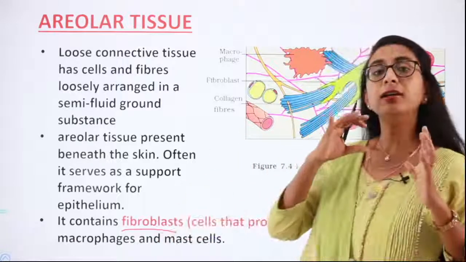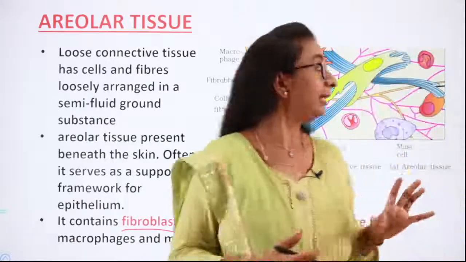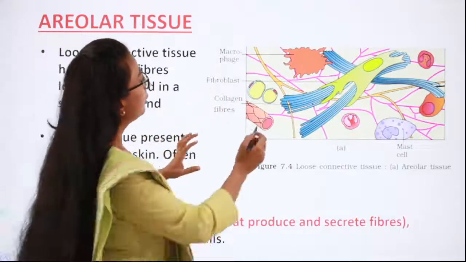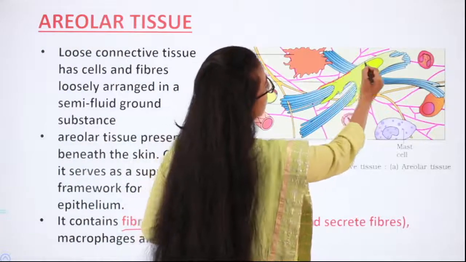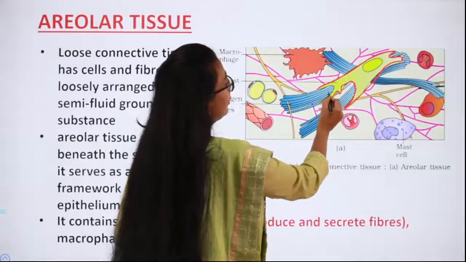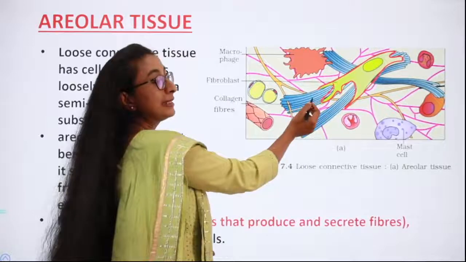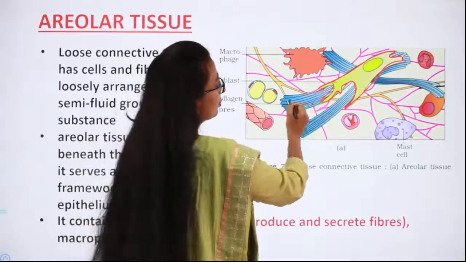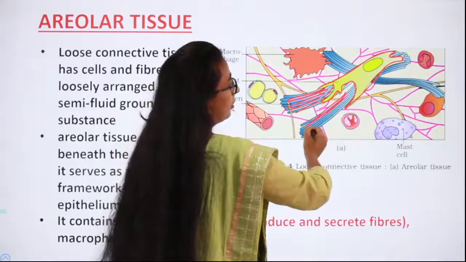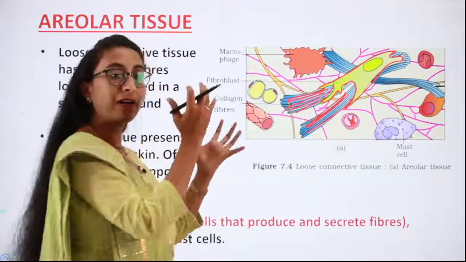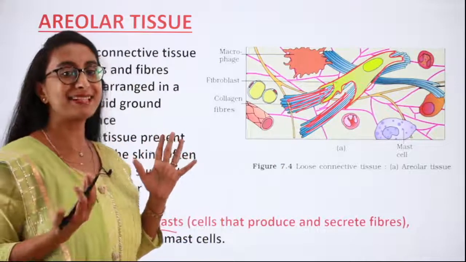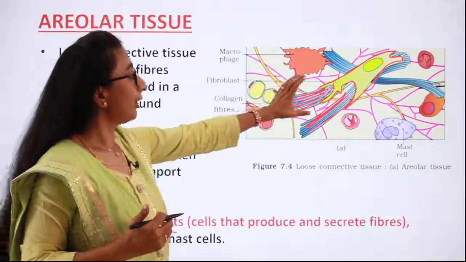So if you see an areolar tissue, how will it look? It will look like this. In an areolar tissue, you can find the fibroblast. This green color cell which you see here is the fibroblast, and here they have indicated that it is secreting the fibers. Fibroblast is a cell which secretes fibers. It's as simple as that. So in an areolar tissue, we have fibroblast.